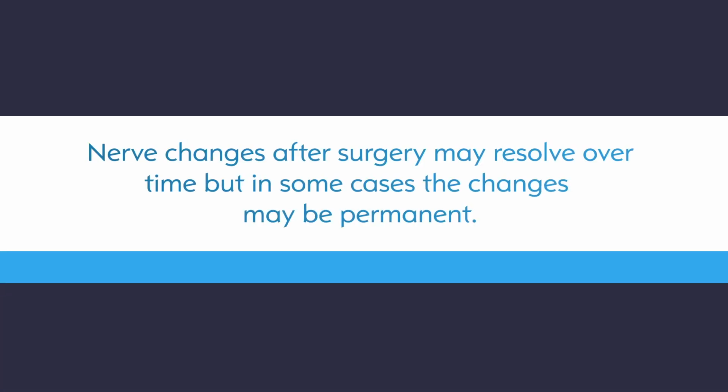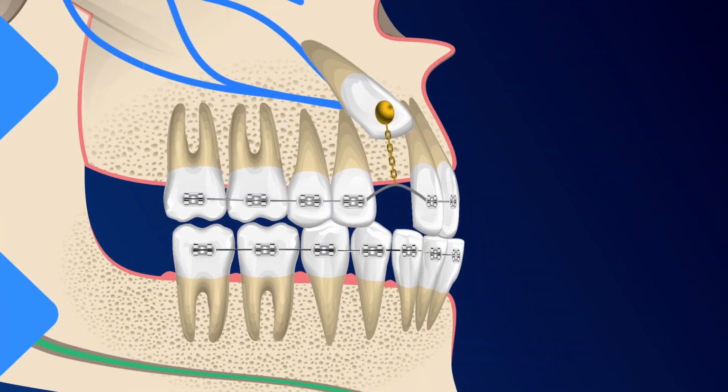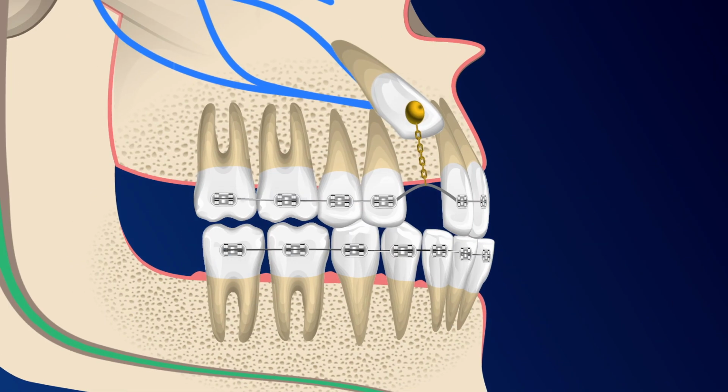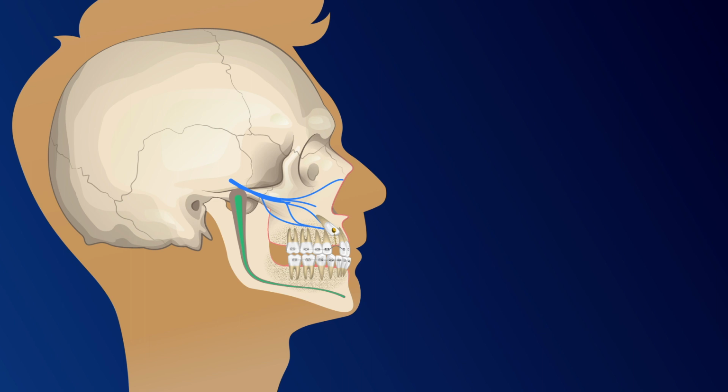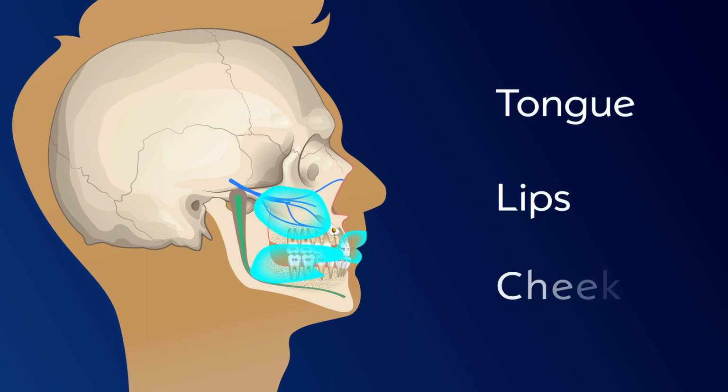Nerve changes after surgery may resolve over time, but in some cases, the changes may be permanent. Additional risks with an exposure and bond procedure include the bracket used to move the impacted tooth may come off and need to be reattached. The bracket, wire, and/or chain attached to the braces to pull the impacted tooth into position may cause irritation to the tongue, lips, or cheek areas.